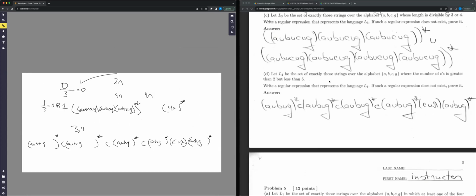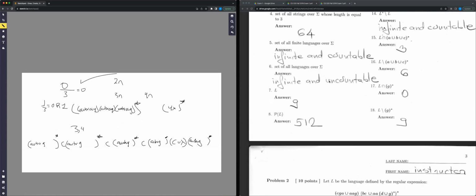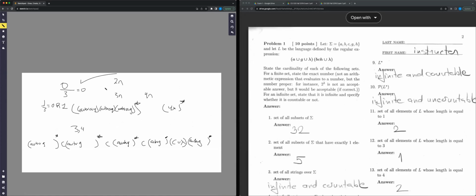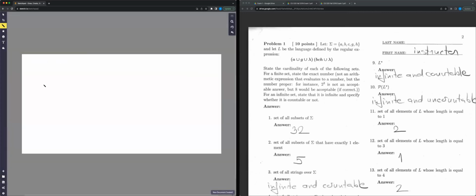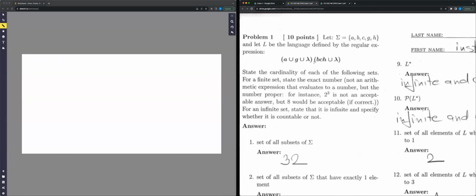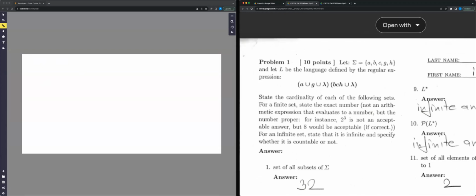Let's move on to cardinality, like these questions here. This should be a fairly quick topic because there's not a lot, but all you need to do is learn some of the rules. So we have a language over here, and it's a pretty simple one. A or G or lambda, B, C, H or lambda, right?